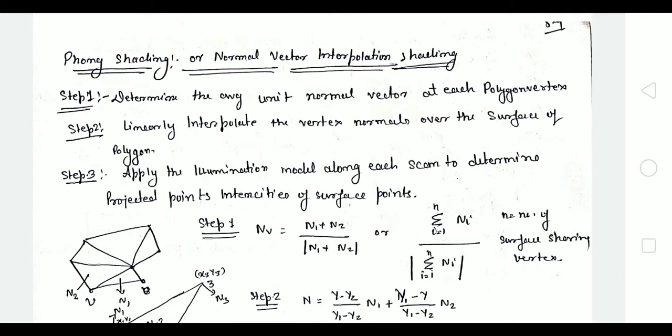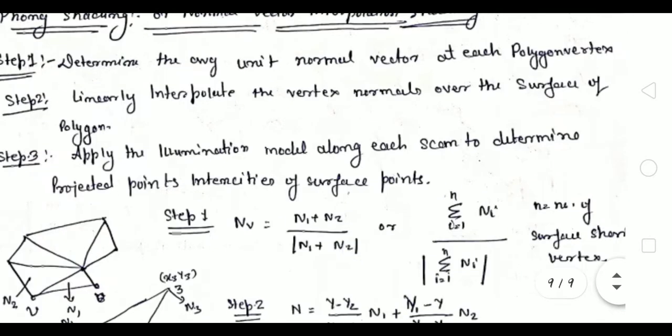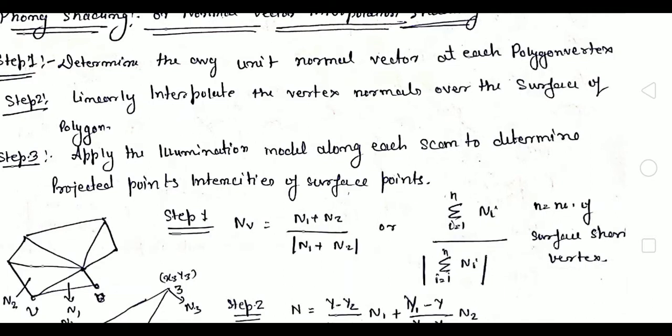Hello students, today's topic is Phong shading, or normal vector interpolation shading. Phong shading also has three steps to solve the problem. The first step is to determine the average unit normal vector at each polygon vertex, as in my last topic, Gouraud shading. Same. The second step is to linearly interpolate the vertex normals over the surface of the polygon. The third step is to apply the illumination model along each scan line to determine the projected points' intensities of the surface point.